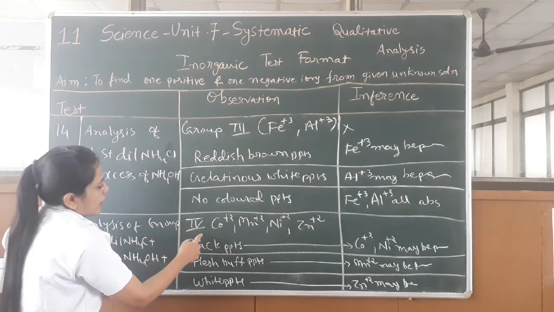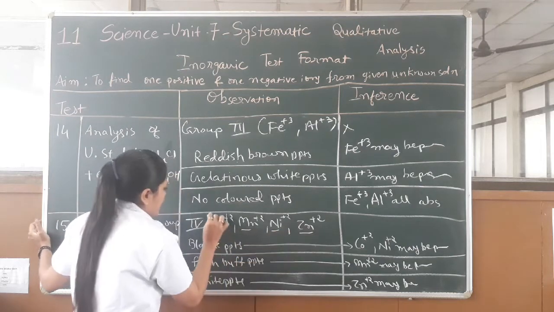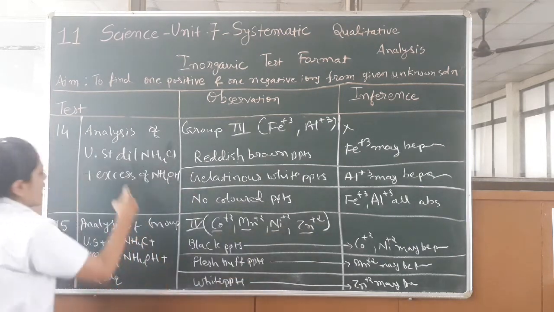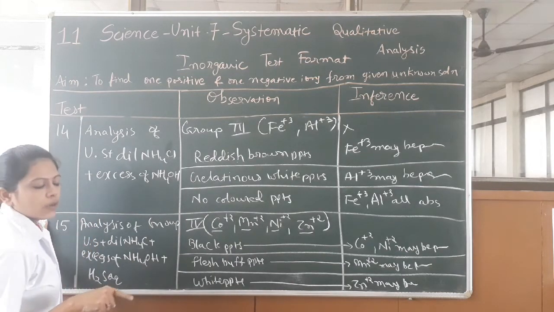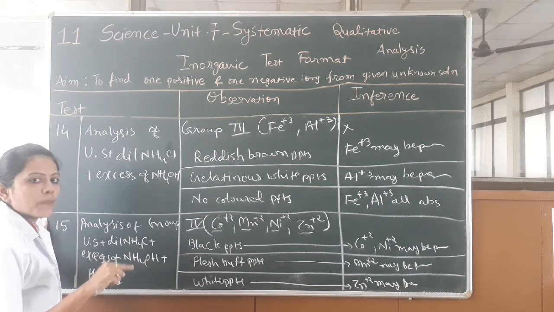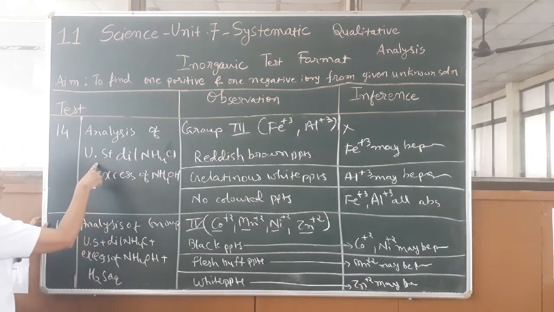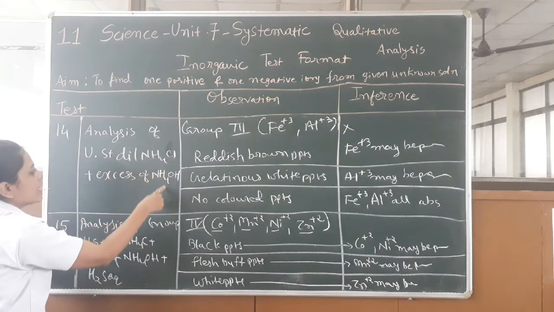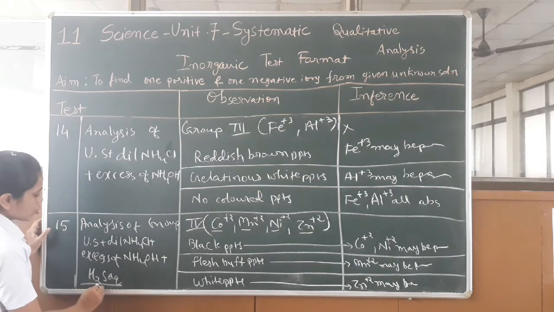Analysis of group 4. In group 4, cobalt, manganese, nickel and zinc. Same as the first test. In the first test, zero group, dilute unknown solution plus dilute NaOH. For first group, unknown solution plus dilute HCl. Second, same, unknown solution plus dilute HCl plus you have to add only aqueous H2S. Same here. Third group has NH4Cl and NH4OH. In fourth group, we have to add the same aqueous H2S only.